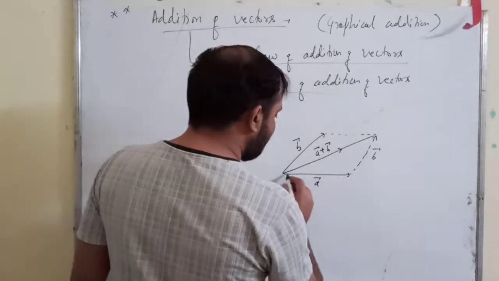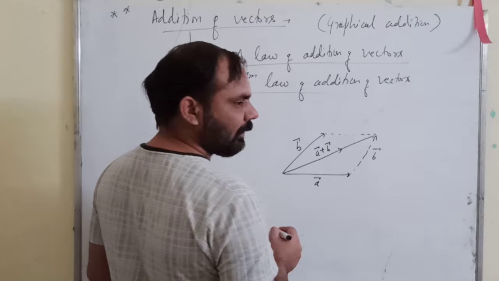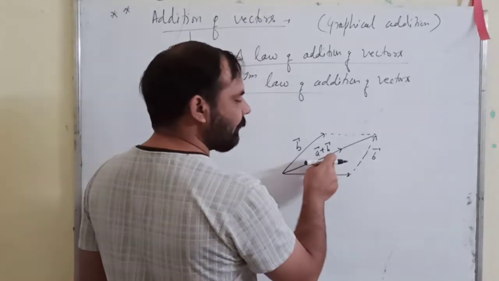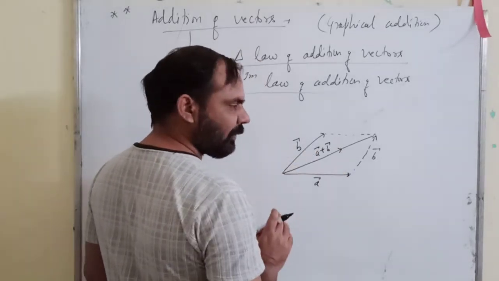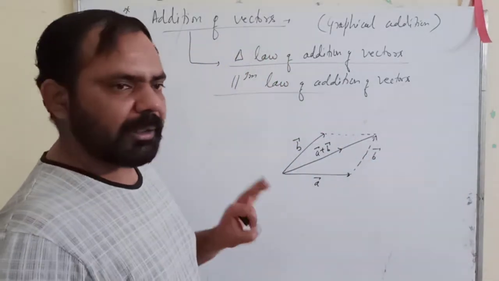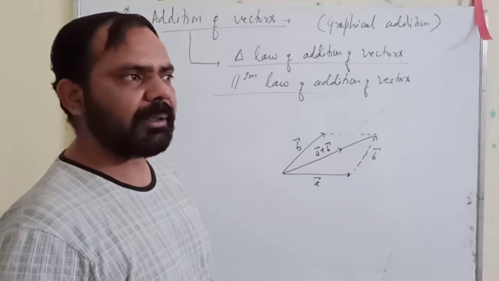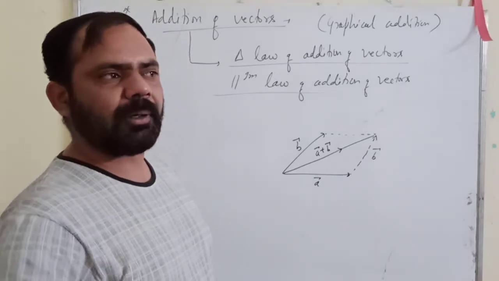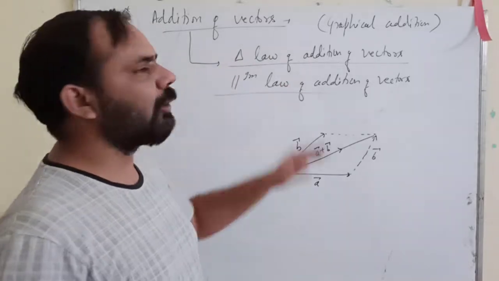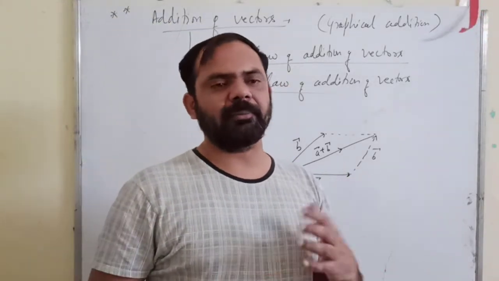Now you can see that the head of this vector is touching the tail of this vector. So their sum will be represented by the third side in the opposite direction. So it means that now it is reduced to the triangle law only. So that's why we say that the parallelogram law of addition of vectors is nothing but an extension of the triangle law of addition of vectors to the co-initial or co-terminal type of vectors.